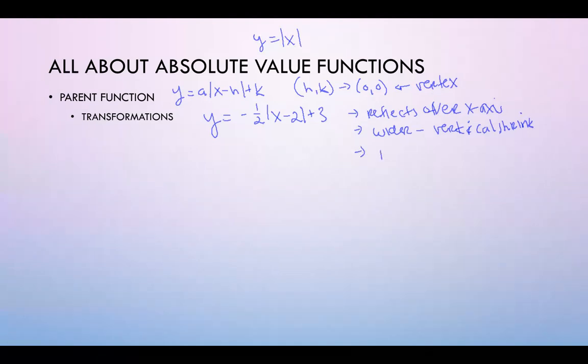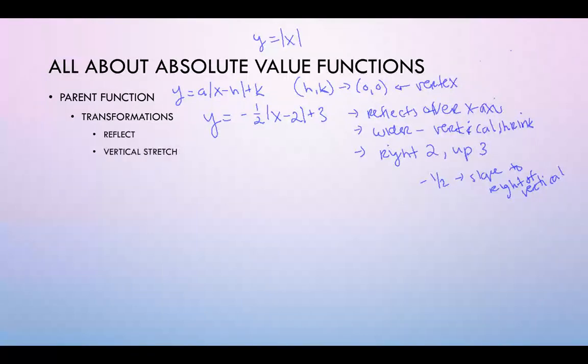This would translate right 2, and it would go up 3. That negative 1/2, so that's going to indicate to me, and I already wrote this here, that's going to be the slope to the right of the vertex. Because really it's a piecewise function with 2 lines that have a restricted domain. It is continuous though. Right, so reflection, vertical stretch, translations.